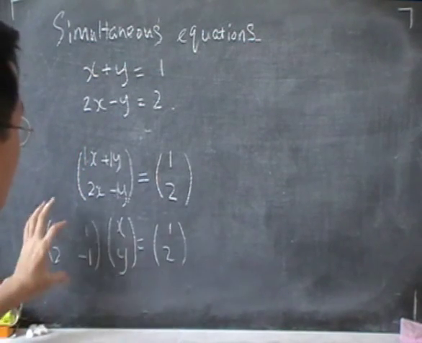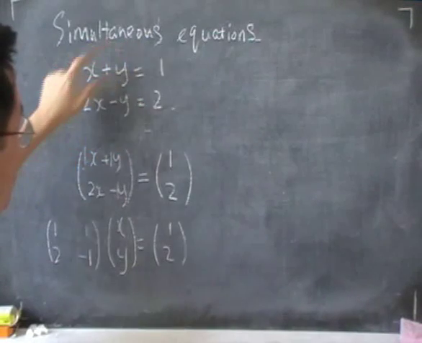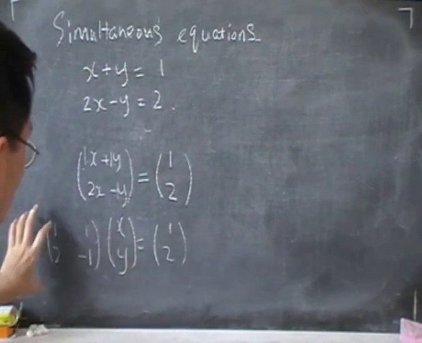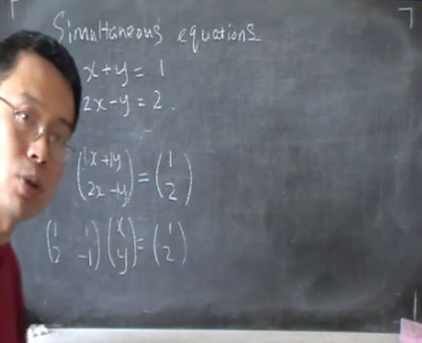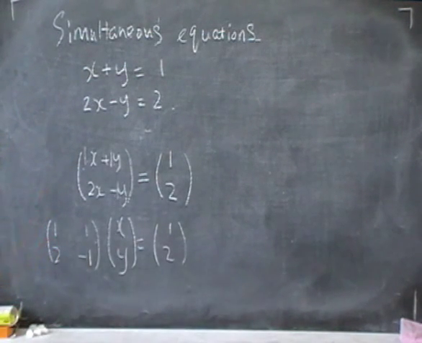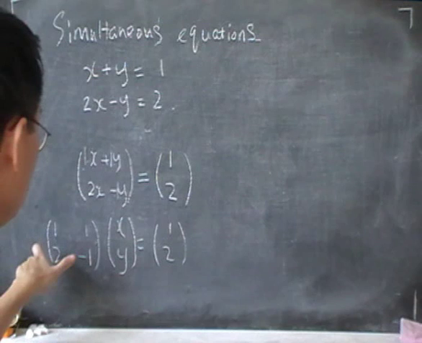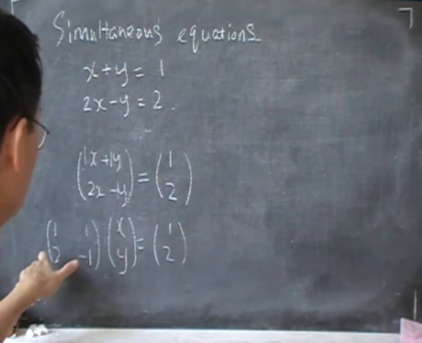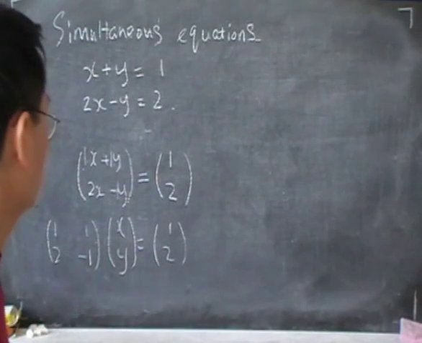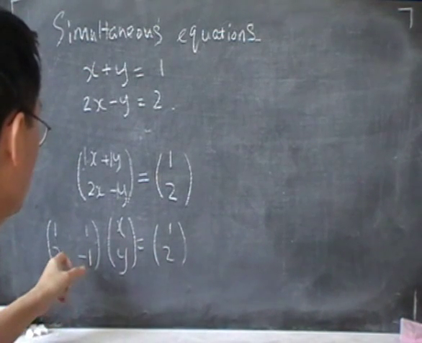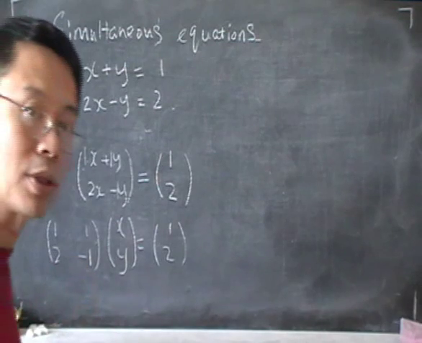And this is how we can take the simultaneous equation and turn it into a matrix equation. Now once we have this, the idea is this. I can multiply both sides of this by the inverse of that matrix.